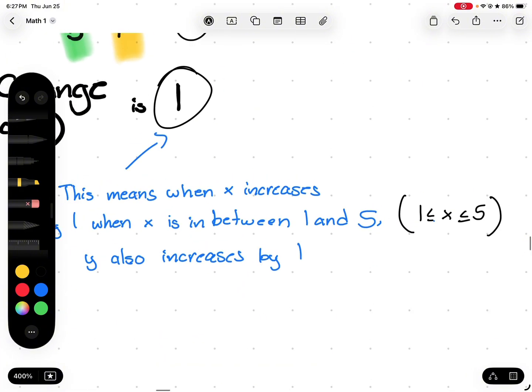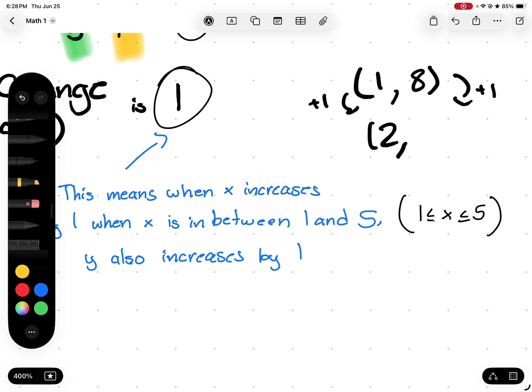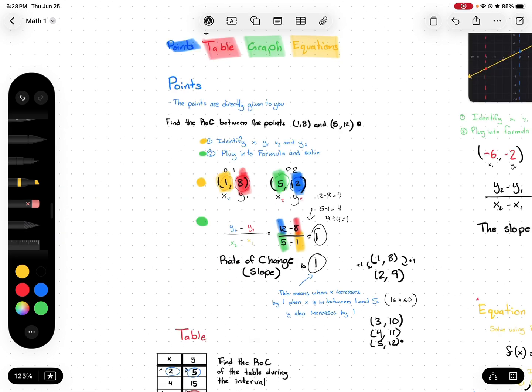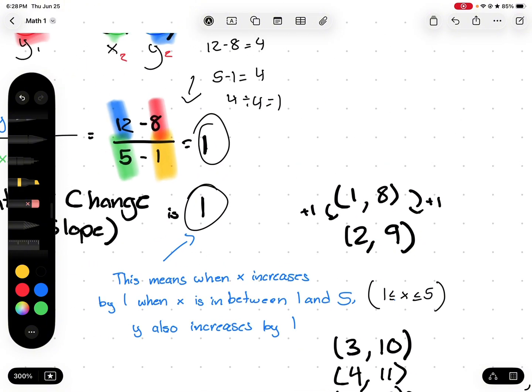So here, let's draw it out. Our original number is 1, comma 8. We know that when x increases by 1, which is 2, y also increases by 1, which is 9. And similarly, if x is equal to 3, y will add 1, which is 10. X equals 4, y adds 1, which is 11. And if it adds again, we have 5, 12. If you have not recognized, this is the same number that is up here. So hopefully that makes sense on what the rate of change is.